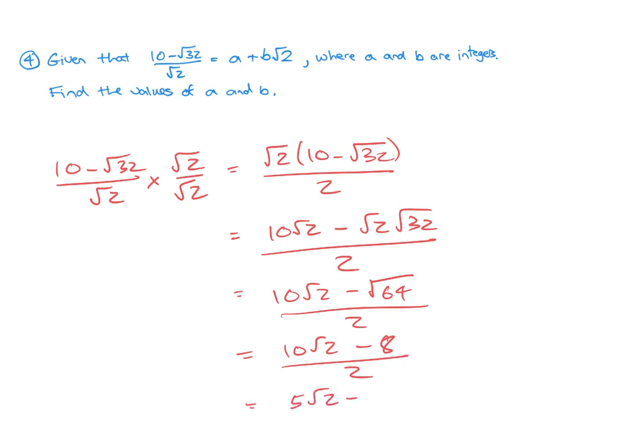So now I'm going to divide both of the top terms by 2, I'm going to get 5 root 2 minus 4. It wants it in the form of a plus b root 2, so I'm just going to swap the order around, which is negative 4 plus 5 root 2. And just for clarity, I'm going to say that a equals negative 4 and b equals 5.